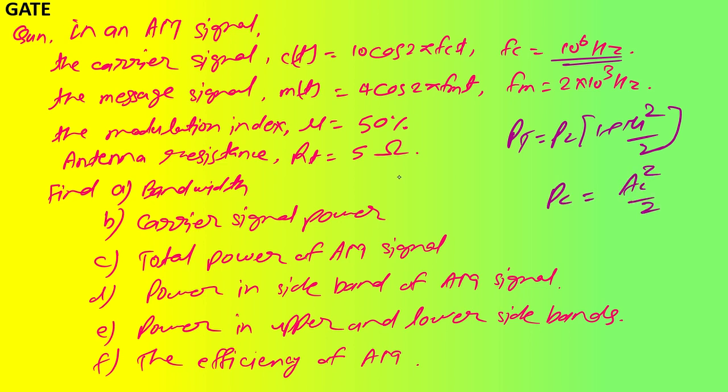But from here onwards, our aim will be to start utilizing the V square by R form or I square into R form. In that case, my AC square by 2R will come. So this is how R was omitted, because we were using unity. We have to find out the bandwidth, carrier signal power, total power in the AM signal, power in the sidebands of the AM signal, power in the upper and lower sidebands, and the efficiency. All right, so let us proceed one by one.